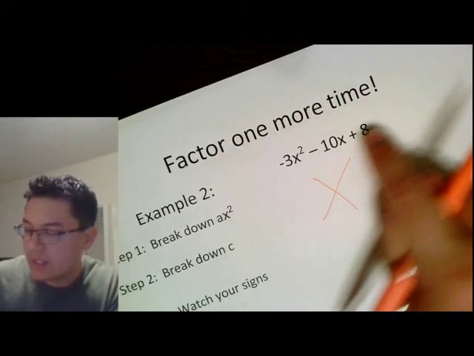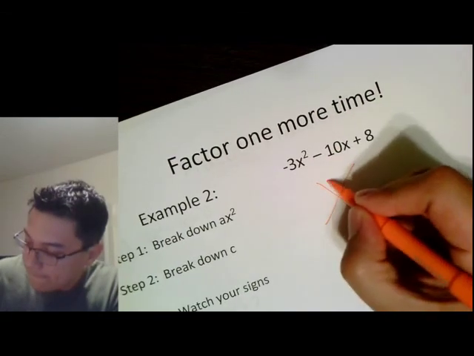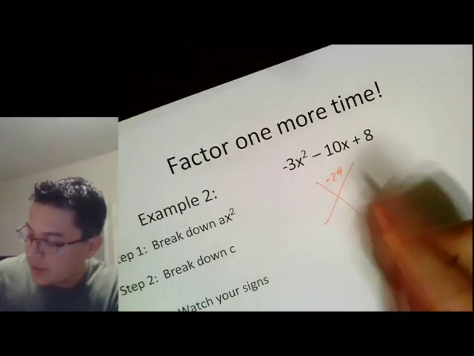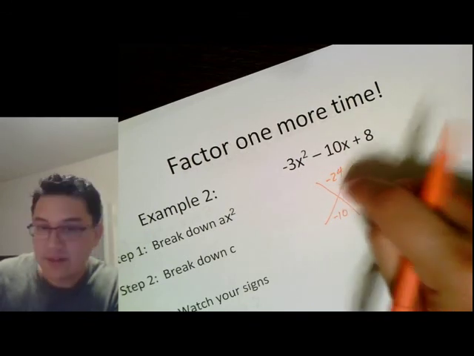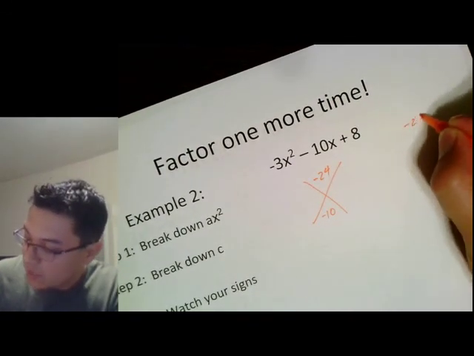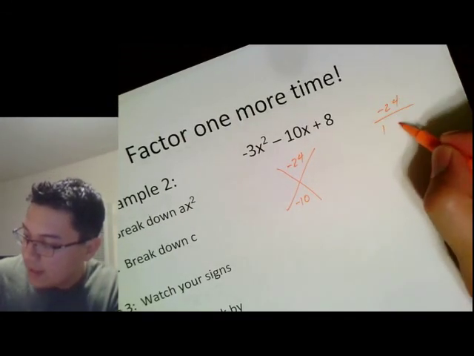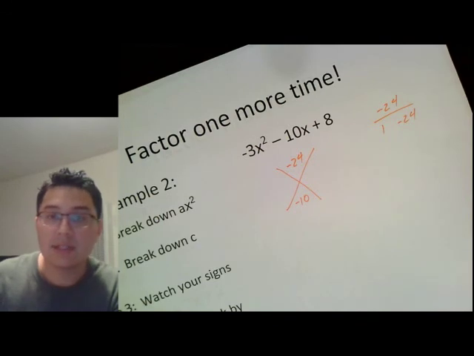So negative 3 times 8 is going to be negative 24. Okay, and we put a negative 10 in the bottom. I need factors of negative 24 that add up to negative 10. So for negative 24, let's make a list of all the factors we can think of. We have 1 and negative 24. You can do an exhaustive list of this if you want to.